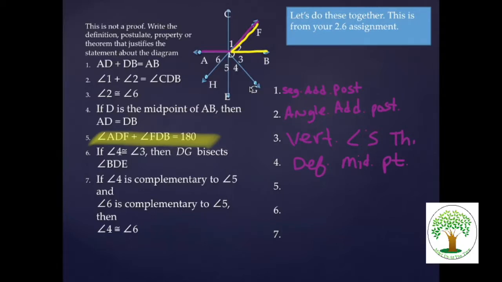What kind of angles are ADF and FDB? Are these vertical right here? No. What are they? It's a new one. What is it, Nora? Linear pair. And what reason are they adding up to 180? It's a new one today, the linear pair postulate. I need to stop second guessing myself.